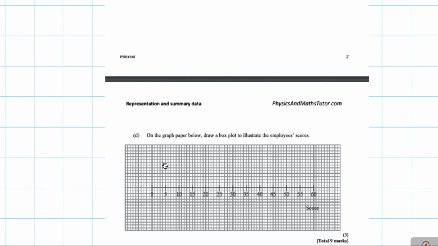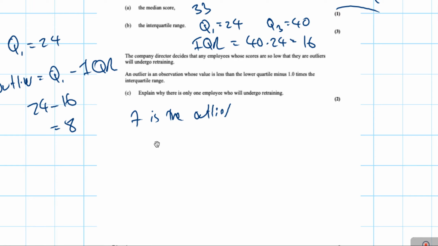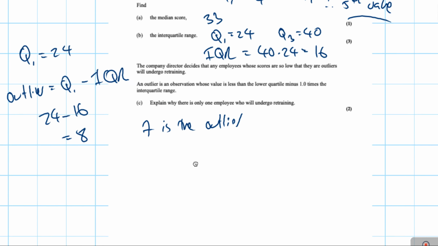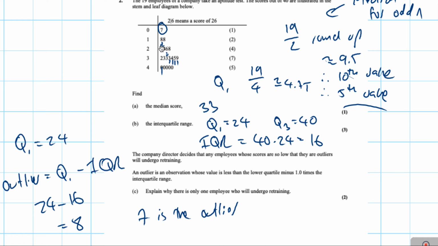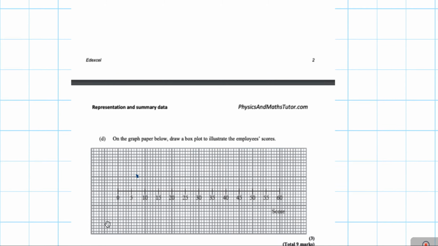And on the graph paper, draw the box plot to illustrate the employee scores. For the box plot, we cannot include 7 in the box plot because it's been designated an outlier. So we have to star that one. So 5, 6, 7 gets crossed, and then we start our range. We start off with 18. So 18 is the beginning of our range, so 18 is here.